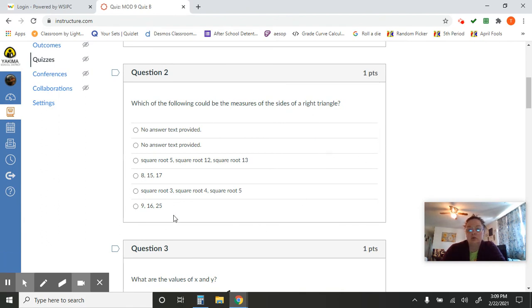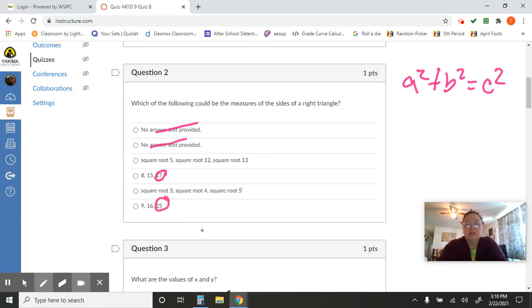And here's one last one that I will give you a hint on: the following could be the measures of the sides of a right triangle. Again, I don't know why this "no text provided" shows up, but that's not an answer. The biggest number would represent the hypotenuse, the smaller numbers representing the sides. So when you're looking at a squared plus b squared equals c squared, the biggest number is always going to be your c. And then you will put in the other two for your a and your b.